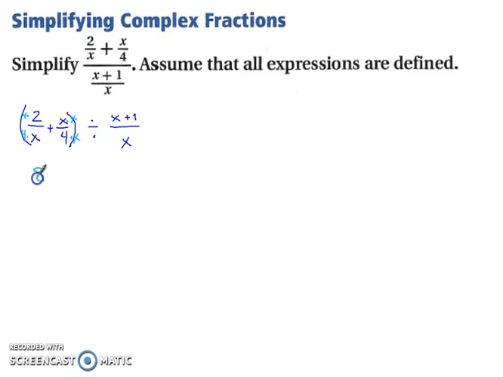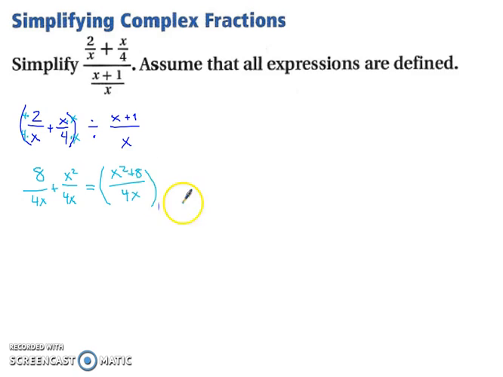That's going to leave you with 8 over 4x plus x squared over 4x. So we just multiplied by whatever we didn't have to make them common denominators. Now we can add them together. So that part is now going to equal x squared plus 8 over 4x.